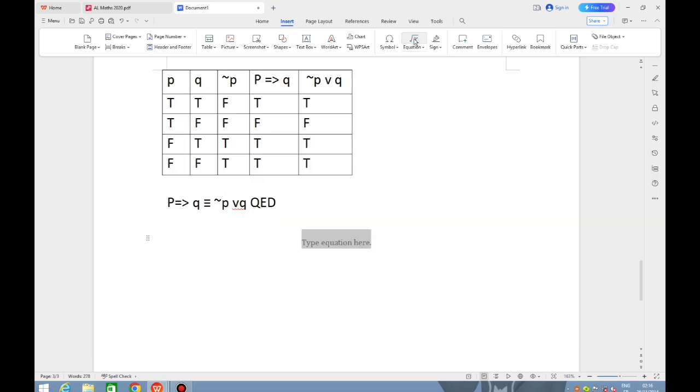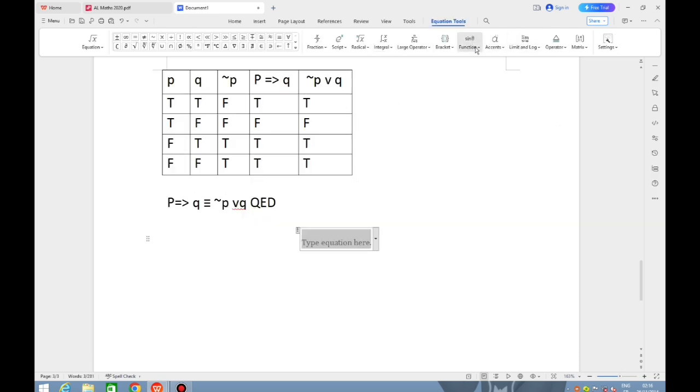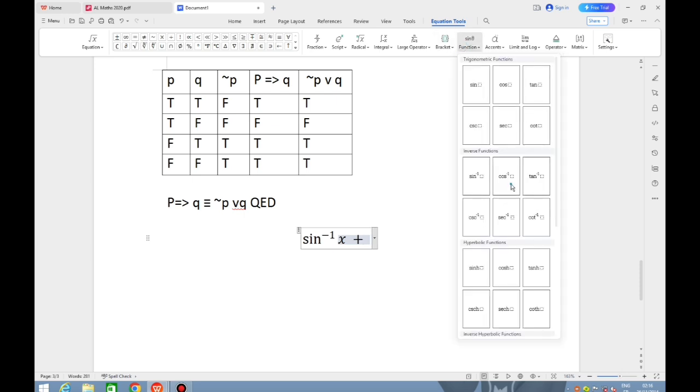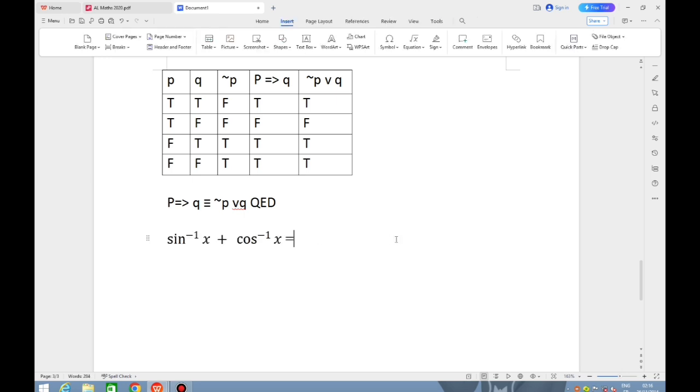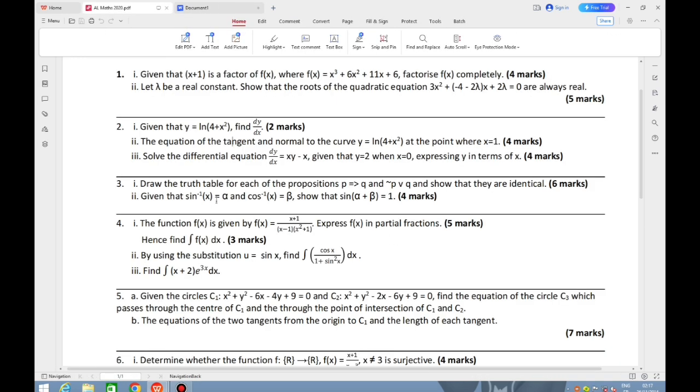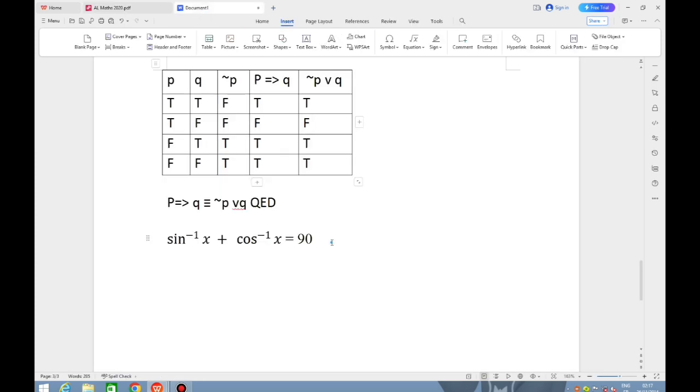We say sine inverse x plus cos inverse x will always be equal to 90 degrees or pi on 2. Let's use 90 degrees. Now from the question, sine inverse x is equal to alpha, plus cos inverse x, which is beta, is always equal to 90 degrees. Now we take the sine of both sides.